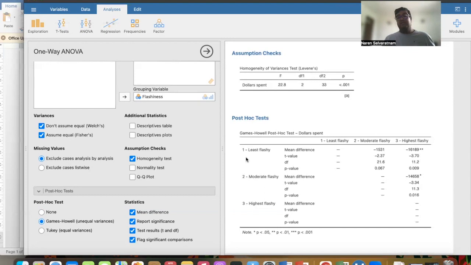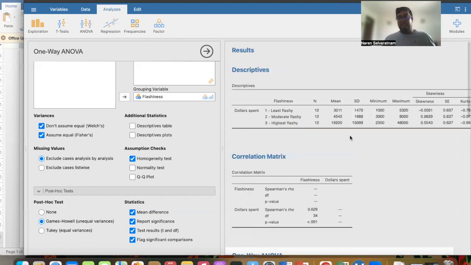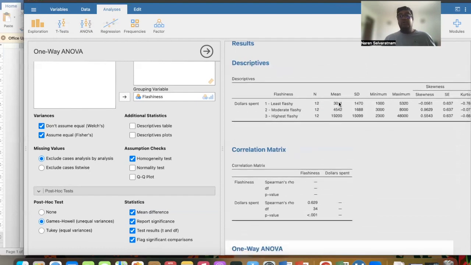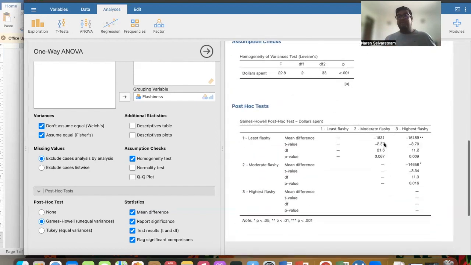Now you will see the least flashy and the moderate flashy has a mean difference of 1531, because if you remember from here, the mean spend for the moderate flashy is 4000, least flashy is 3000. Although descriptively there's a difference in their spending pattern, from the least to the moderate there's an increment in the spending. That increment is not statistically significant. So essentially these are pairwise comparisons. So they have run a bunch of t-tests. And if you run a t-test on the moderate flashy and the least flashy, it is not statistically significant. This is exactly what the post hoc tells me right now.